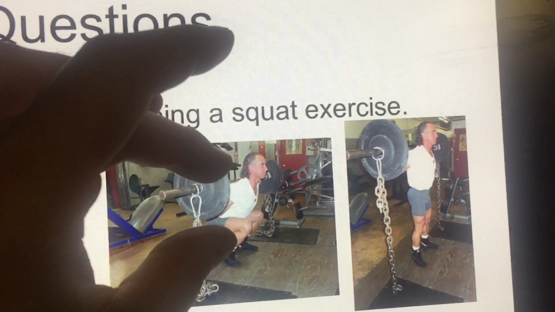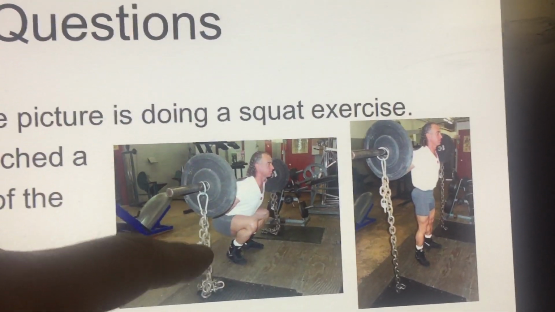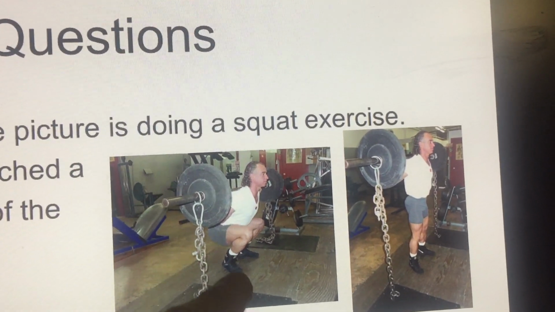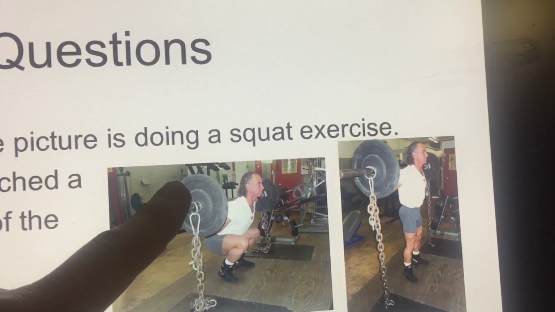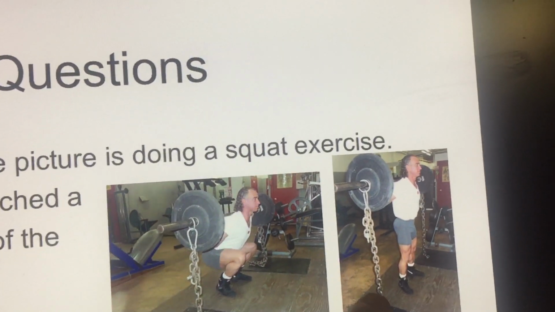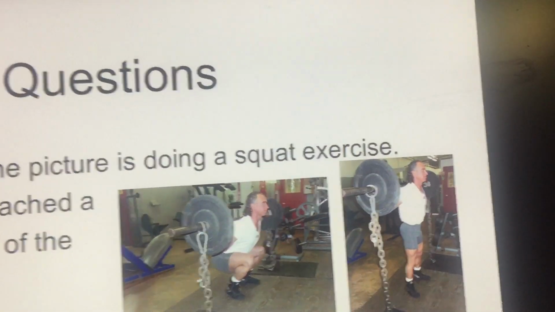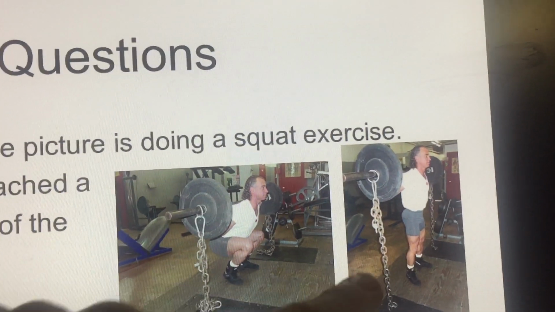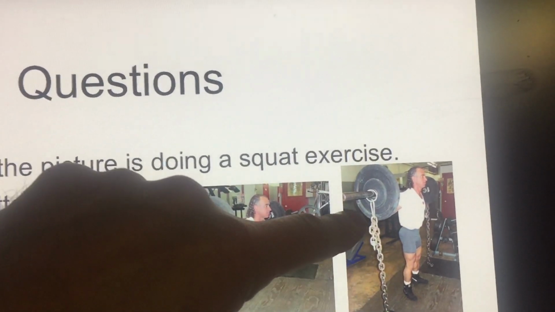When the person is down in the bottom of the squat, that's when they're at the weakest part of the range of motion, and a lot of the chain is lying on the floor. So there's actually less weight on the barbell. And then as they move throughout their range of motion, remember they're getting stronger as they move through the range of motion. And now more weight is being applied to the barbell as that chain lifts off the floor.